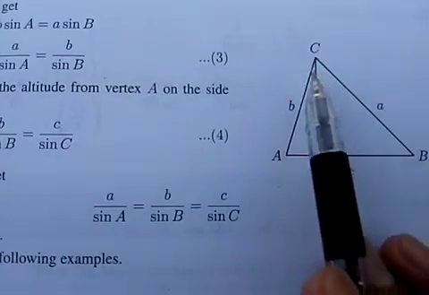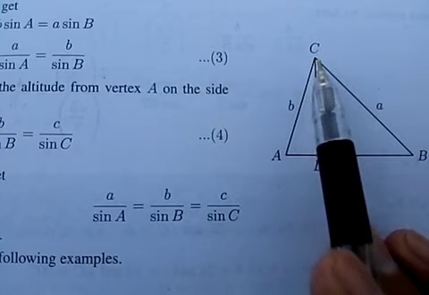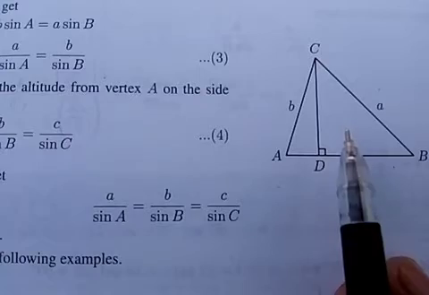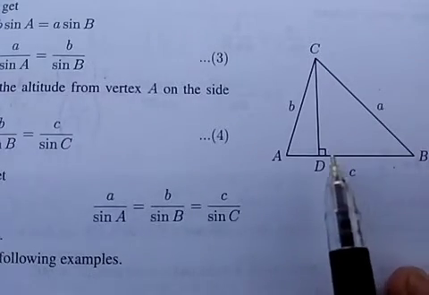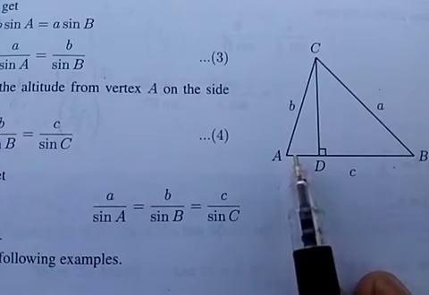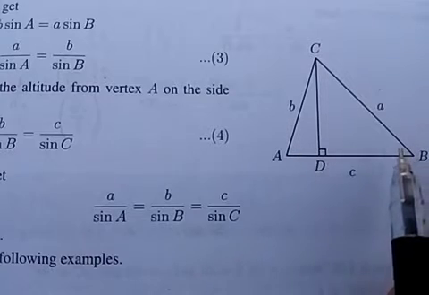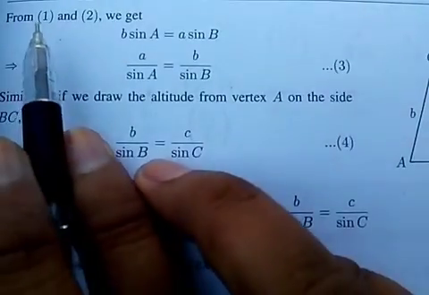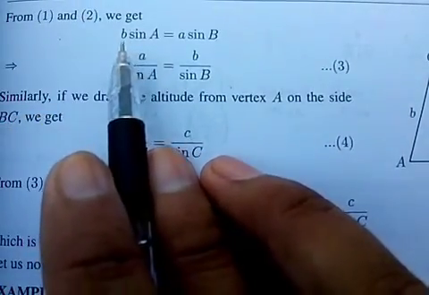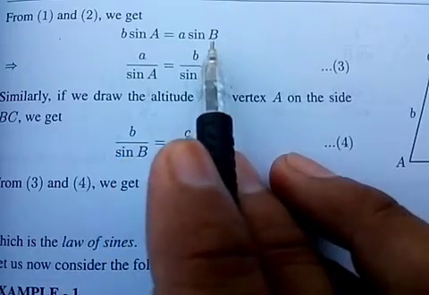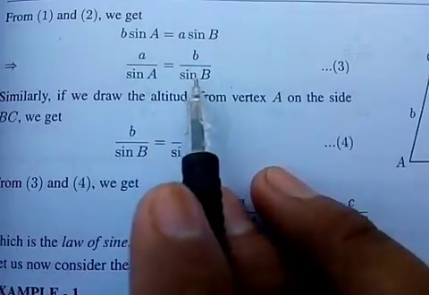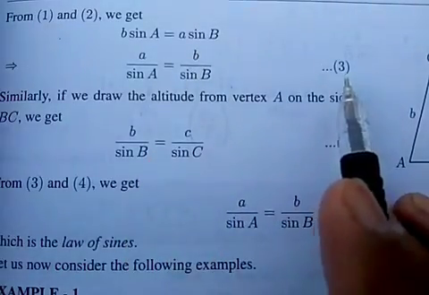In triangle ABC we have vertex C. We can draw the altitude from vertex C on AB. We can find sin A and sin B. From equation 1 and 2 we can equate. We get b sin A equal to a sin B. After simplification, a upon sin A equal to b upon sin B. We can make this equation number 3.